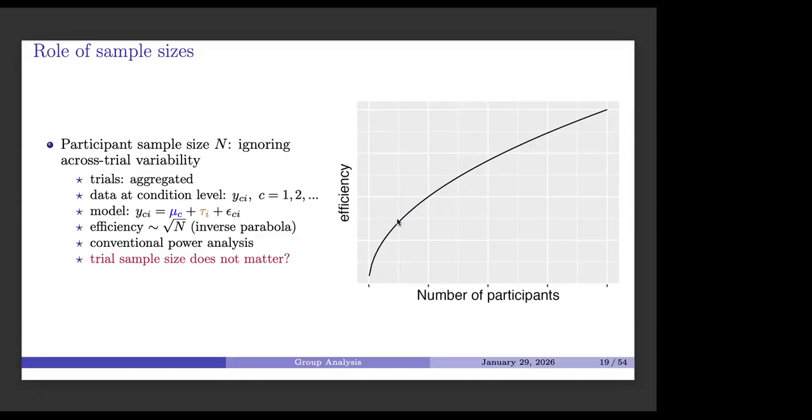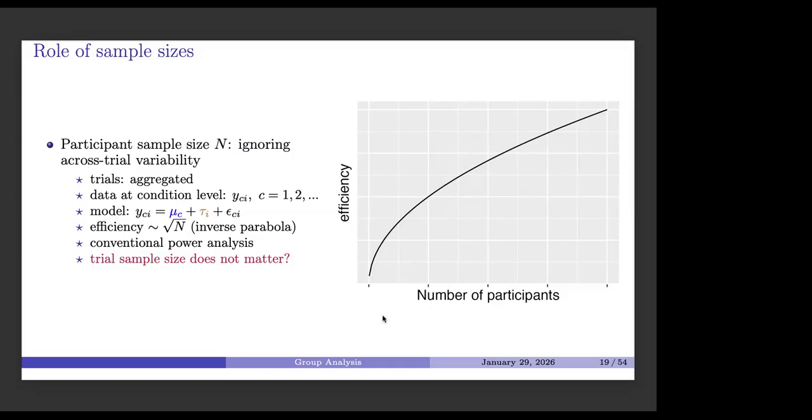So there's a curve to show that. Let's say it's the precision, which is 1 over the standard error. This curve is not linear. It's an inverse parabola. So with more participants, the marginal increase tapers off, right? It gets smaller and smaller. So that's the traditional notion of power analysis.